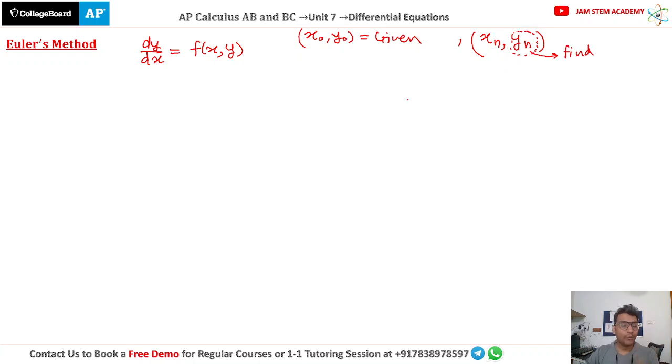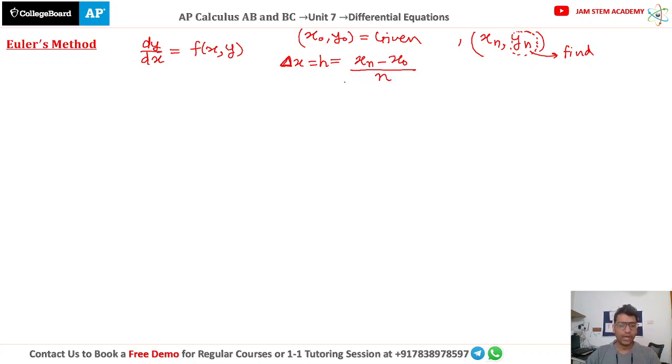Now, what is n? How many steps do you have to take? Basically, they will give you these values, and you can easily find the value of step size. Step size, which you can write as h or delta x, is given by the final x value xn minus x naught, whole divided by how many steps you have to take. That they will give you in the question. Either they will give you the delta x value or they will give you the n value. One of them will be given to you, but that is the relation.